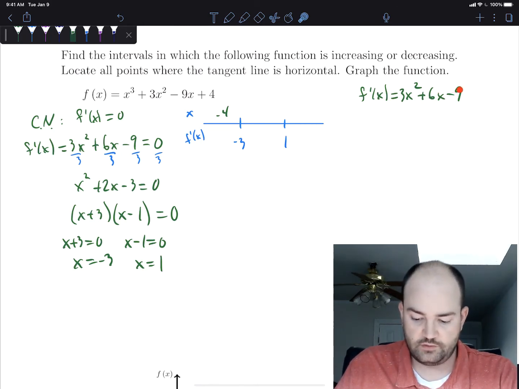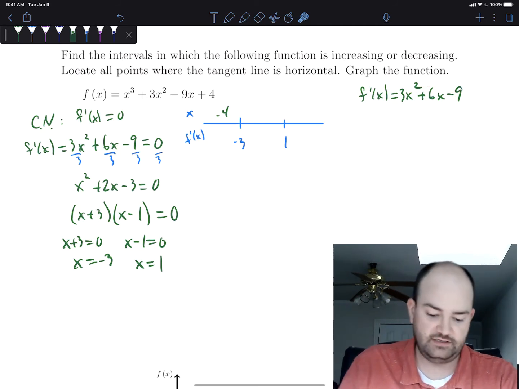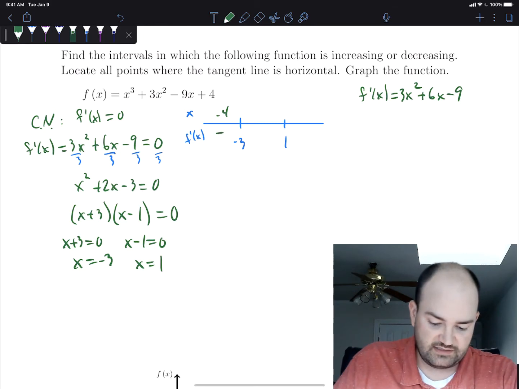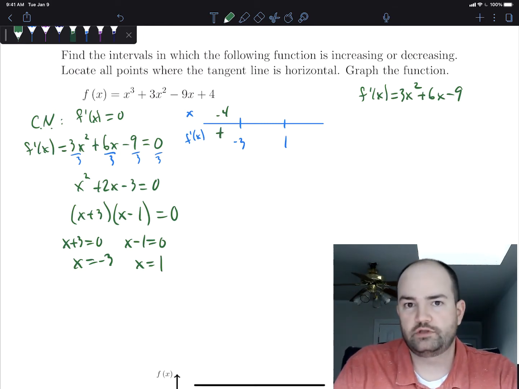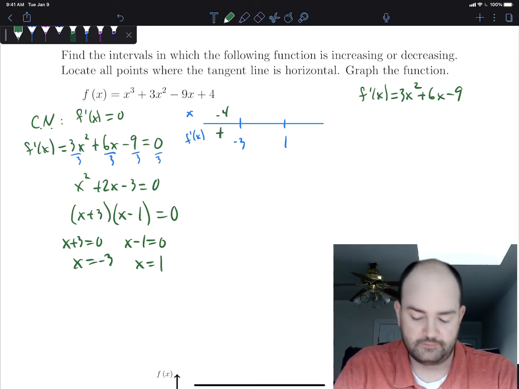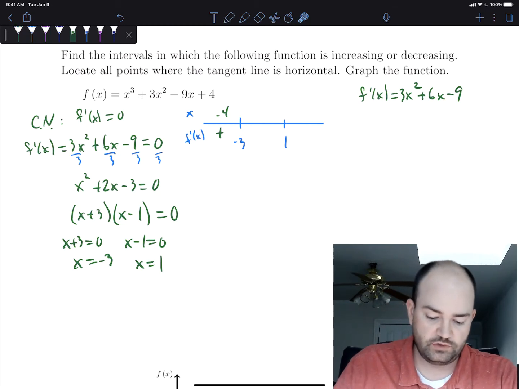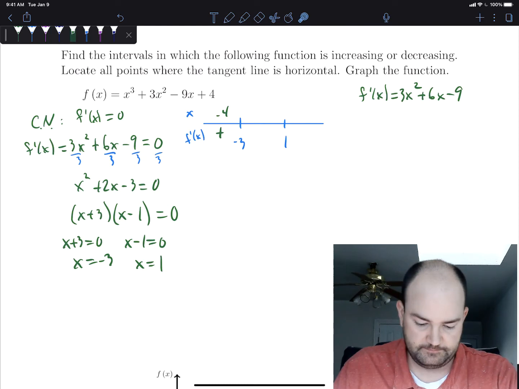So negative 24 and negative 9 make negative 33. 48 minus 33 is 15. The only thing we really care about there, though, is that it's positive. So when you're to the left of negative 3, the function will be increasing from left to right.